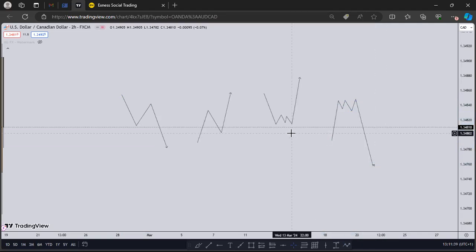And if you guys noticed, all of these four types of supply and demand have one particular thing in common. What is it? They all have a base. Let me show you guys.